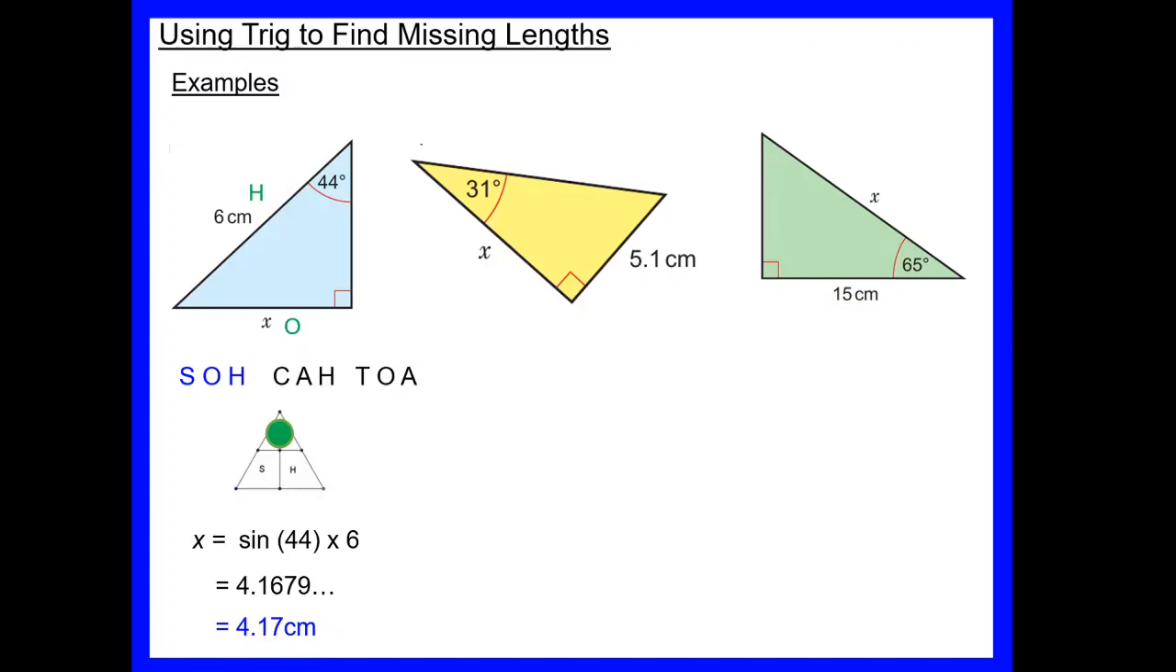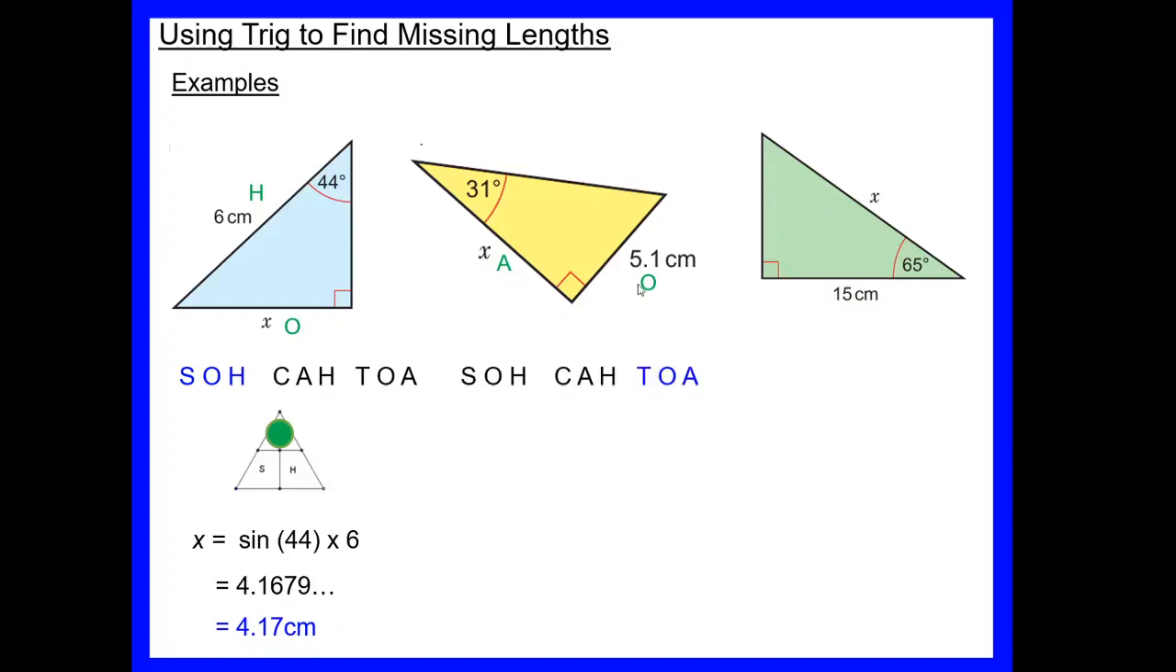So first step, label the information we have. So we've been given this side and it's the opposite side. So that's our opposite. We would like to find this one, and this is next to the angle. So that's the adjacent side. So that's why I'm labelling this triangle. It's really important we get the right two.